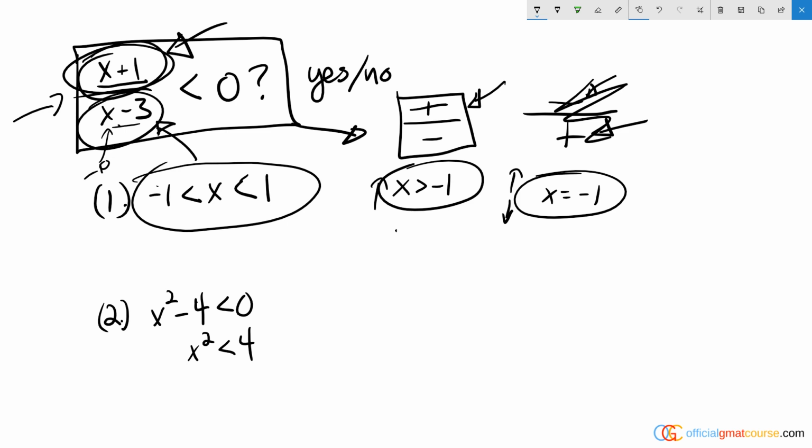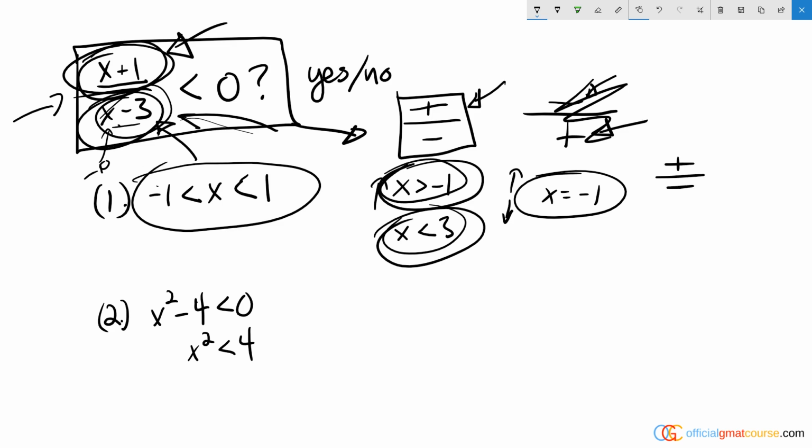So the bottom is always going to be negative when x is less than 3. If x is less than 3, it's guaranteed the bottom is negative, because if x were 3, the bottom would be 0. If x were 2, it would be negative 1. If x were 1, it would be negative 2. And you can kind of see the trend that's going on here. So if x is less than 3 and greater than negative 1, I'm guaranteed to get a positive on top and a negative on the bottom, which is exactly what we need. So statement 1 is sufficient, because if x is less than 1, it's guaranteed that the bottom is going to be negative. And if x is greater than negative 1, it's guaranteed the top is going to be positive. So we have a sufficient answer here.